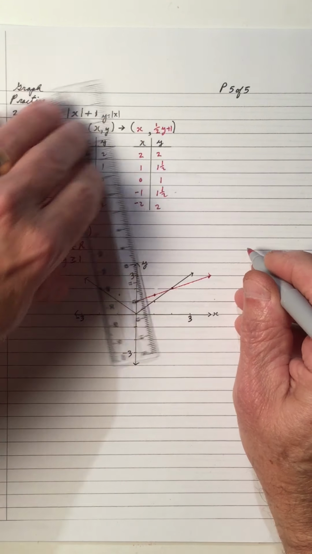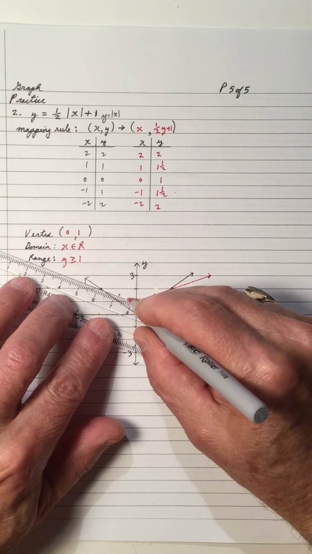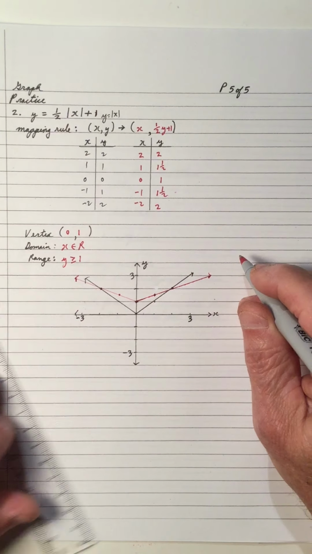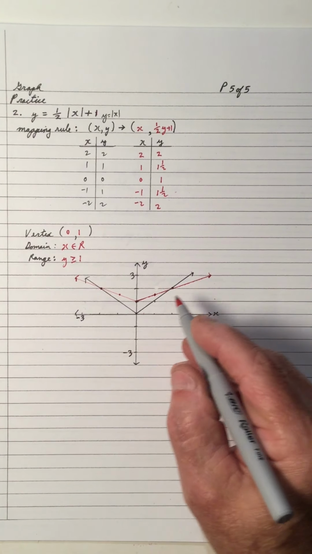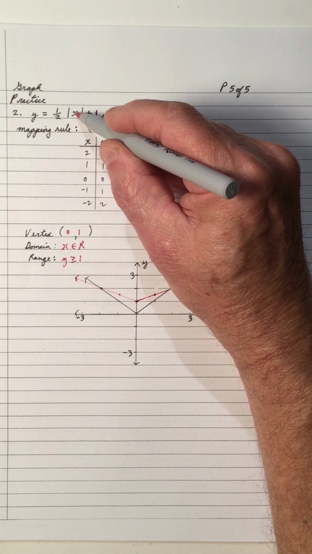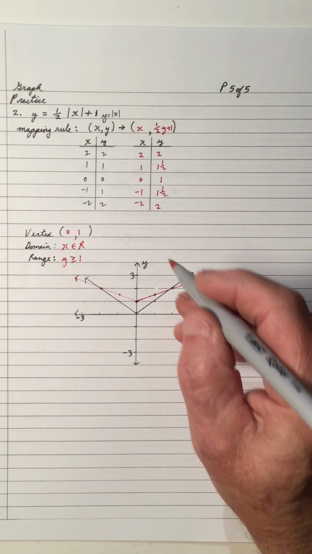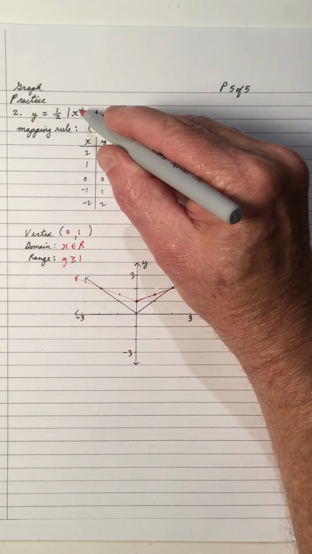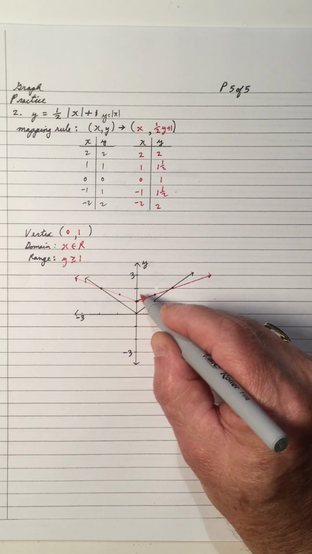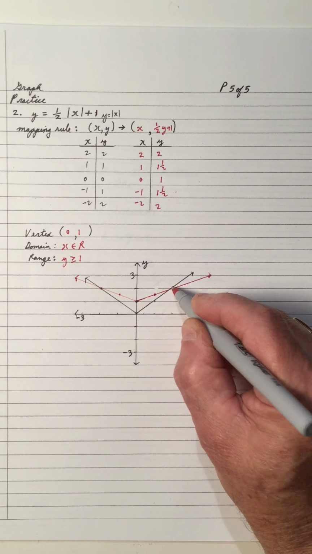That's one side. And this is the other side. And notice that this is plus, so it's going up. The vertex is, when x is 0, y is 1. So the vertex is 0, 1. And the slope is a half. So the slope is half. Up 1, right 2. Perfect.